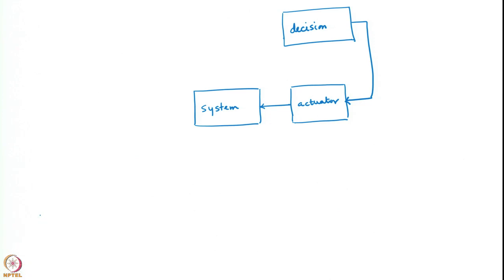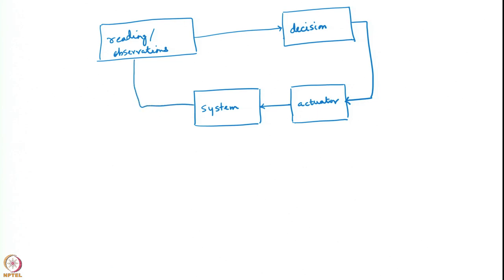We can also ask, how are these decisions in fact arrived at? Well, these decisions are arrived at based on readings and observations that we get. Now who gives us these readings and observations? These come from a sensor. This sensor is what senses the system and provides us with observations.